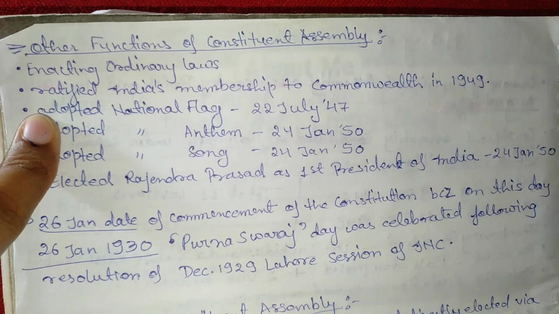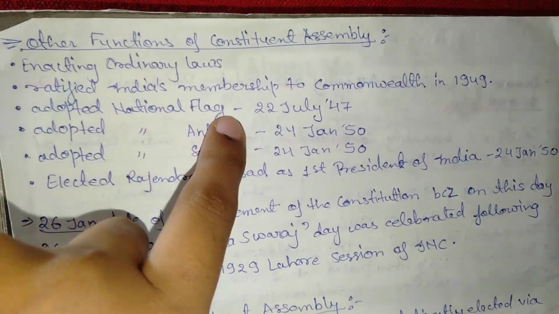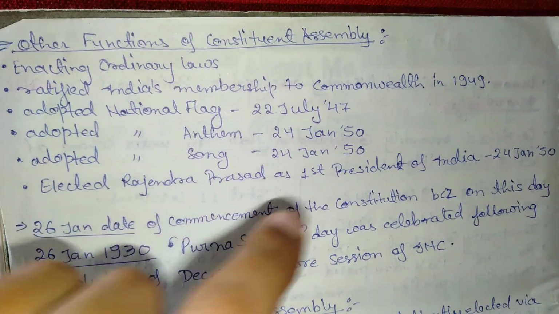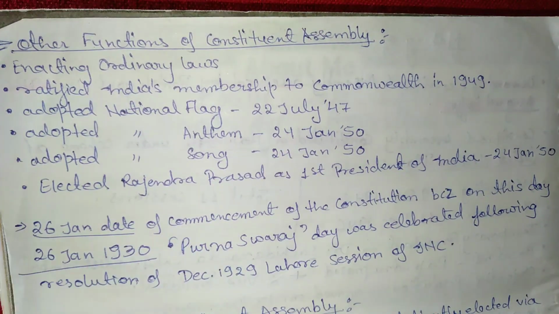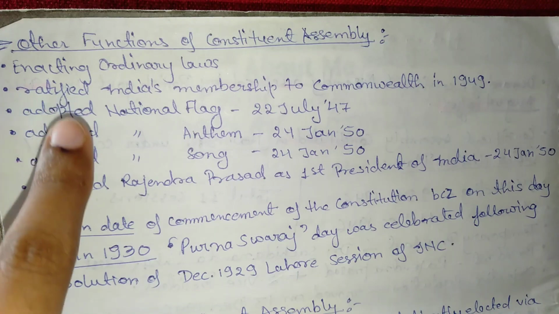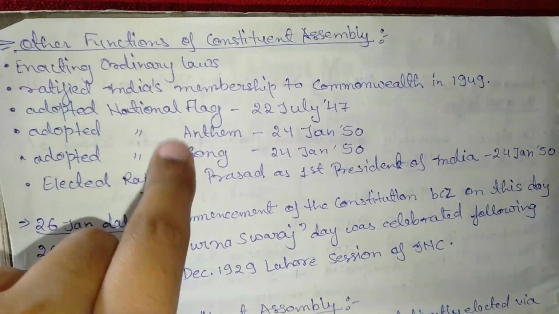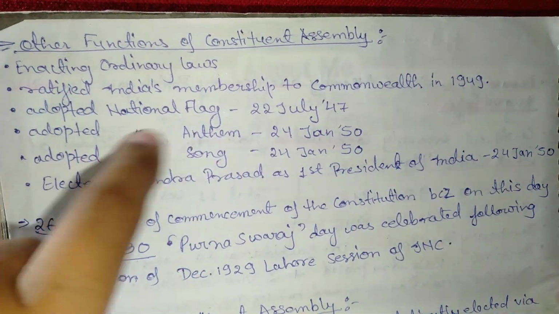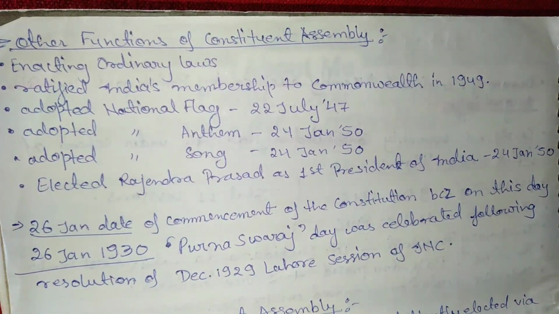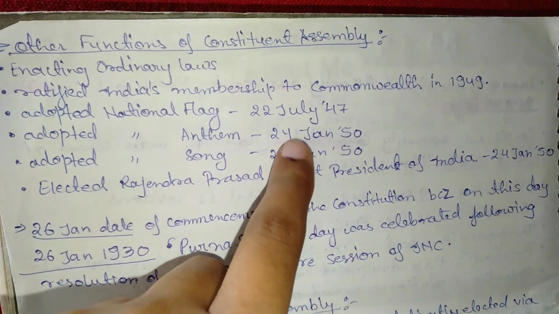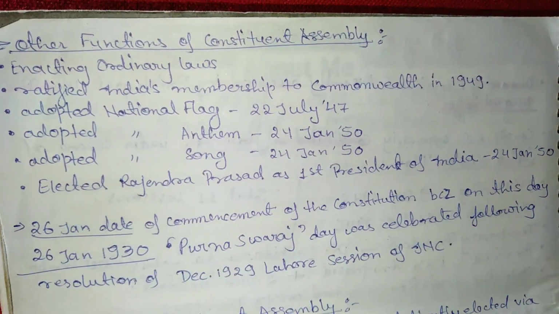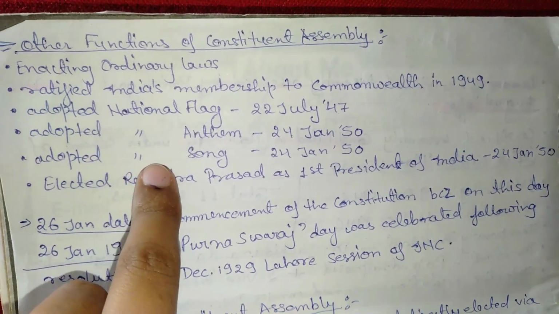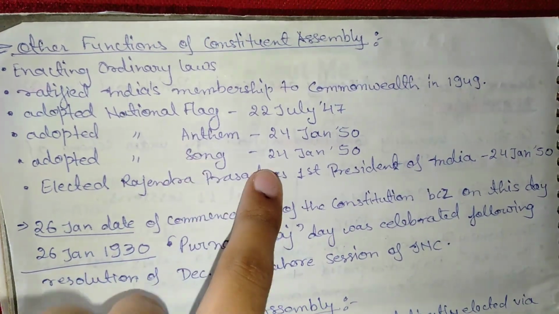Then the Constituent Assembly also adopted the national flag. Date is not important, but I've just written it, 22nd July 1947. And the other function they performed was they also adopted the national anthem, Jana Gana Mana. Again, the date is not that important in UPSC, but I've written it, you can see, 24 January 1950. And they also adopted the national song.